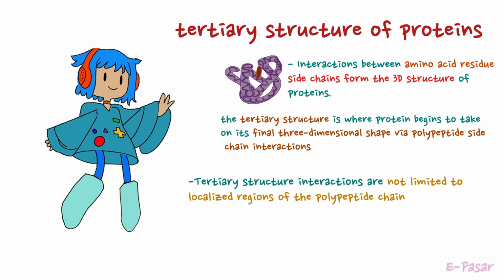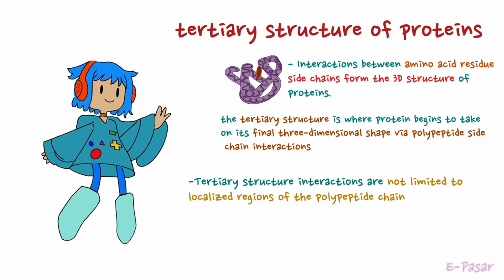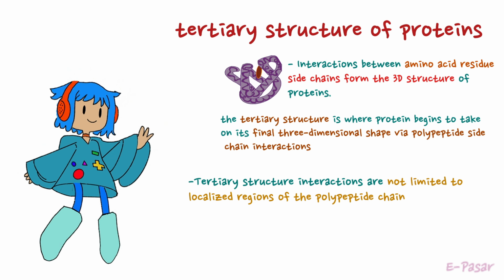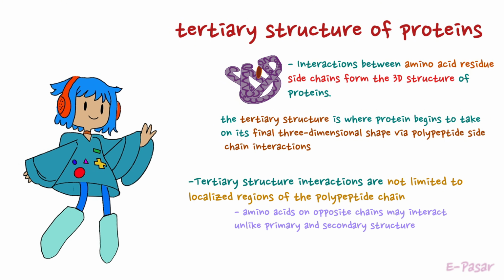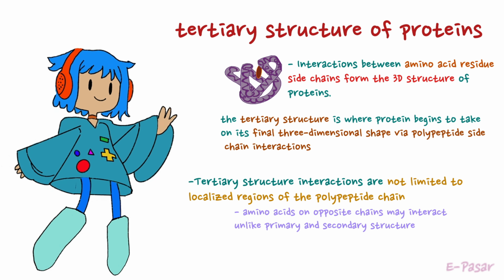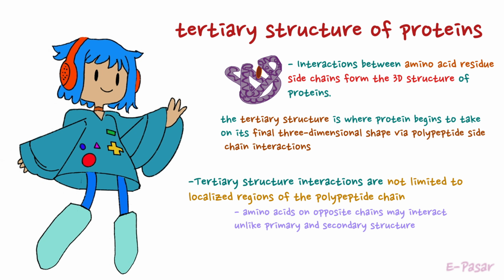Tertiary structure interactions are not limited to localized regions of the polypeptide chain. Amino acids on opposite ends of the chain may interact, unlike in primary and secondary structure where residues in close proximity interact.